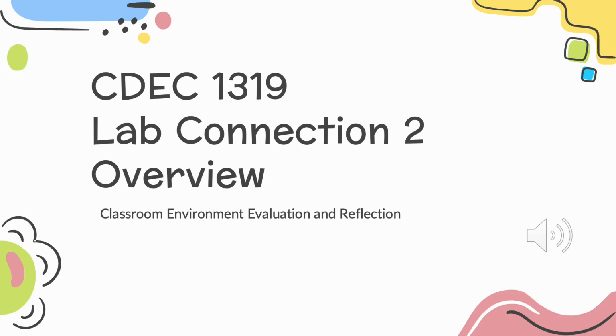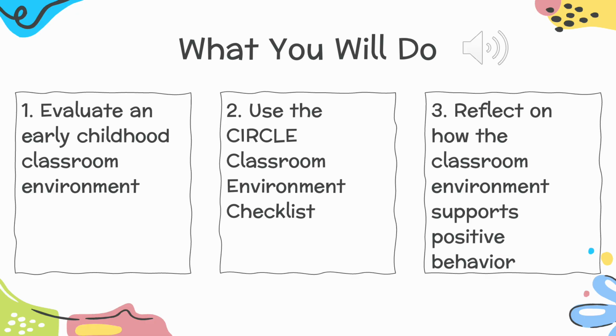Hi everyone, this is the overview for Lab Connection 2, Classroom Environment Evaluation and Reflection. Let's walk through what the assignment is asking you to do and how to set yourself up for success. The big idea for this assignment is simple but powerful. You are going to step into your lab classroom as an observer and really look at the environment around you. The space, the materials, the routines, the way teachers and children interact, all of it.